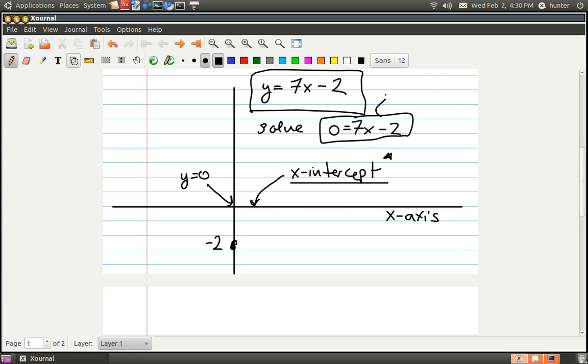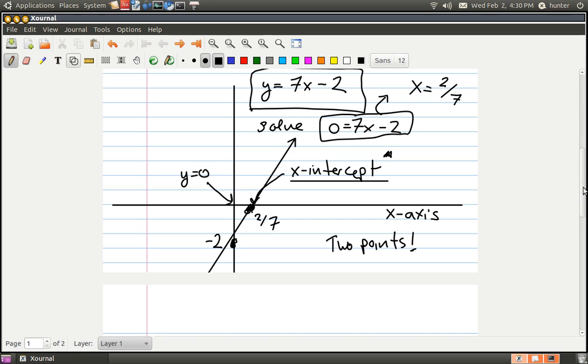Alright. And so I'm not going to go through the algebra. I just know that that's equal to 2 over 7. So let's do solving linear equations later. Alright, so it's 2 over 7, so that's a pretty small number. It's right here. Alright, so now I know 2 points, and 2 points determine a line, right? So the graph of this line is just the line through these 2 points. And there it is. So it goes off infinitely like that.